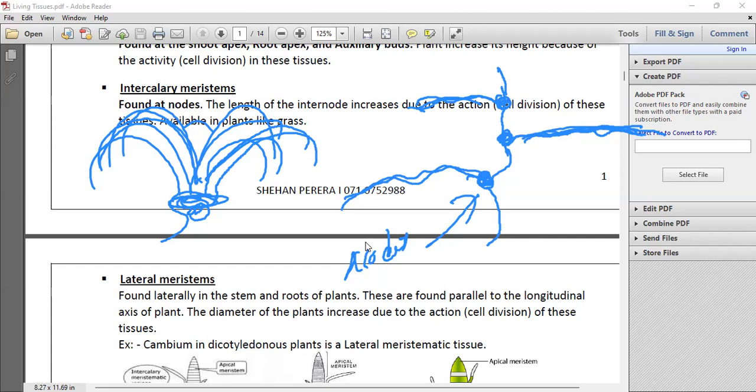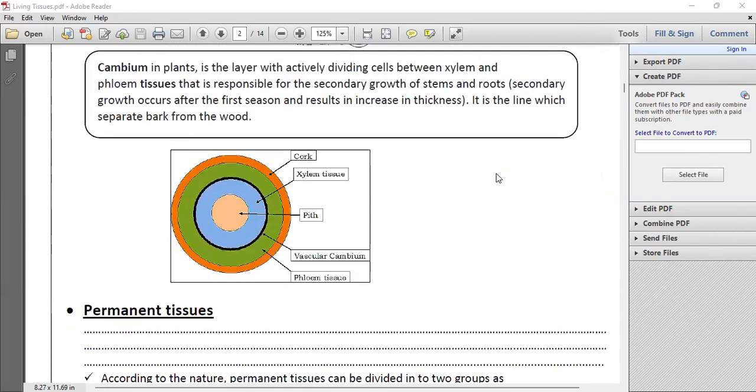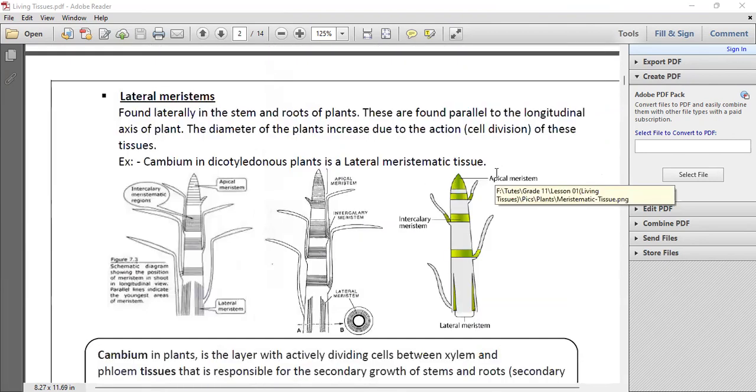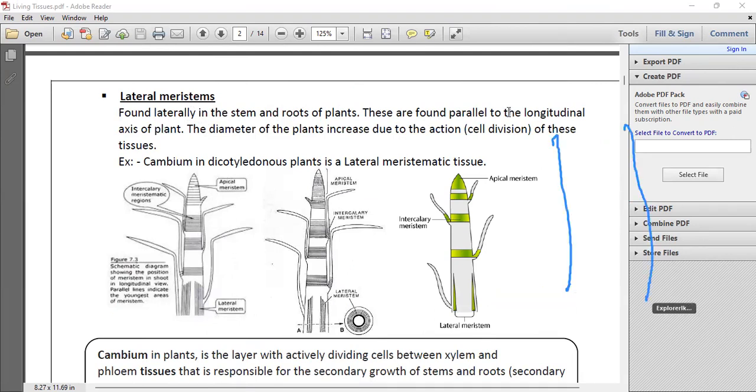Then, lateral meristematic tissues are found laterally in the stem and the roots of plants. You find lateral meristems in roots as well as in stems. These are found parallel to the longitudinal axis. The diameter of the plant increases due to the cell division of these tissues.